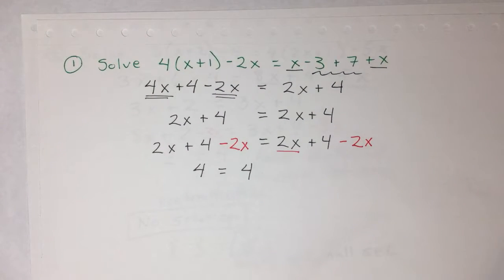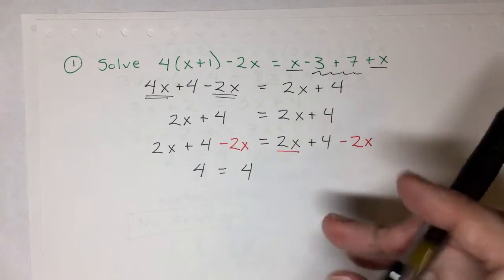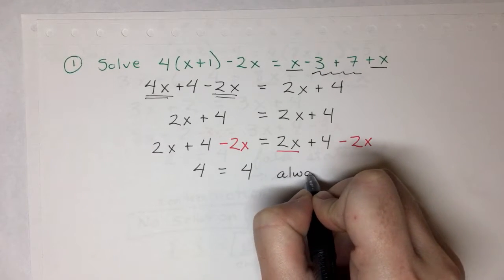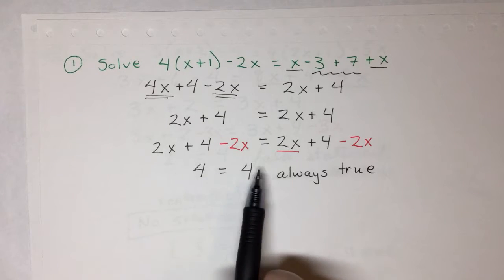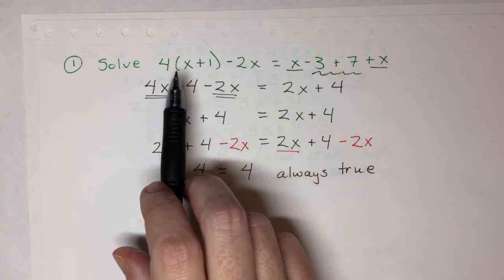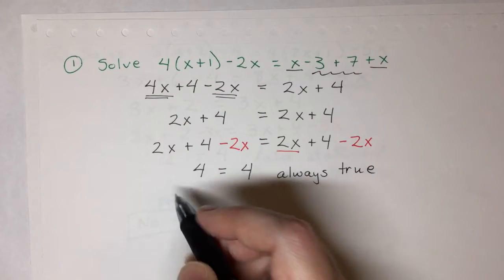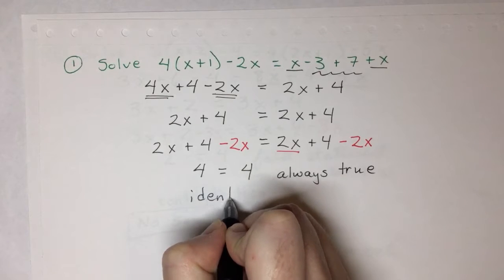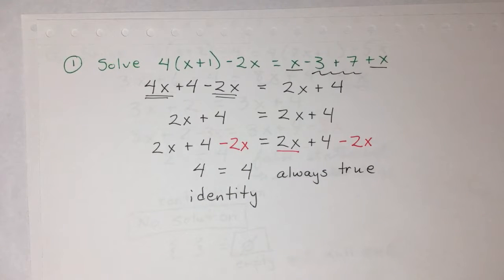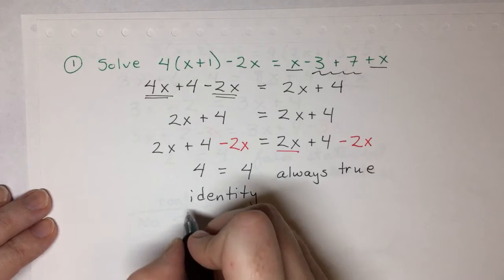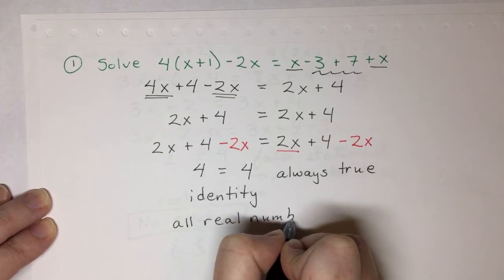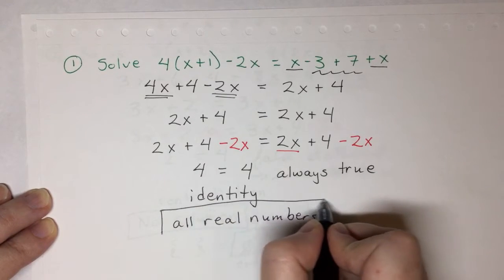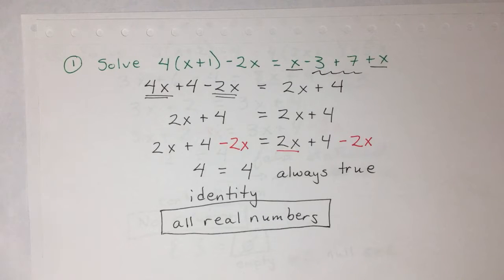So with the first equation, we ended up with a true statement, 4 equals 4. No variables, but something that is always true. So here, whatever number we plug into the original, we're going to get a true statement. This is always true. This is called an identity, something that is always true. The solution set is all real numbers. Pick a number, any number, plug it in, you will get a true statement.